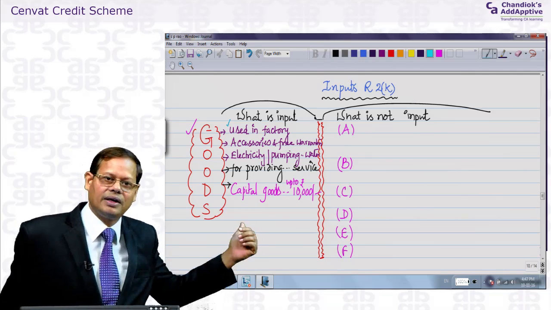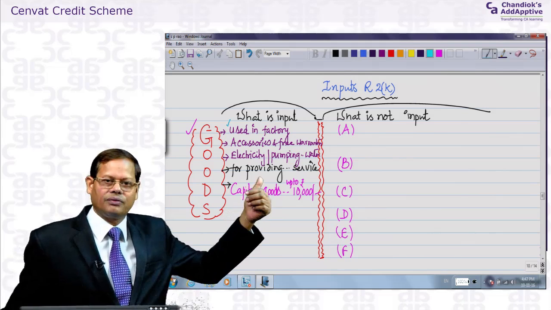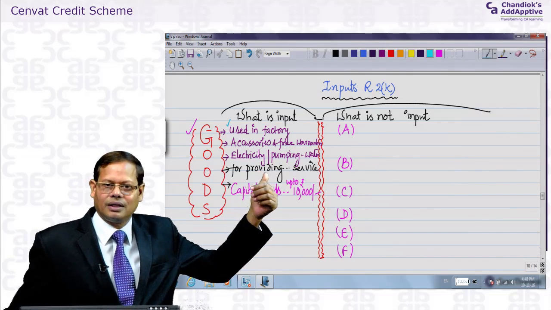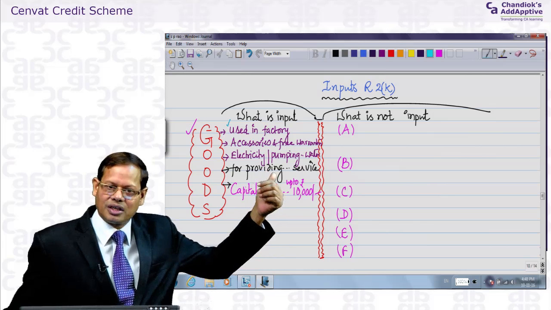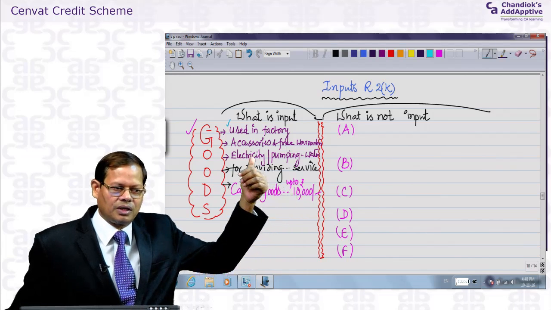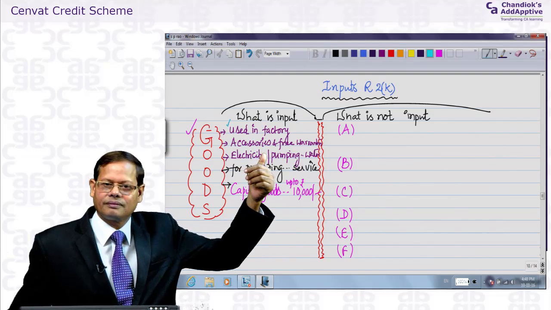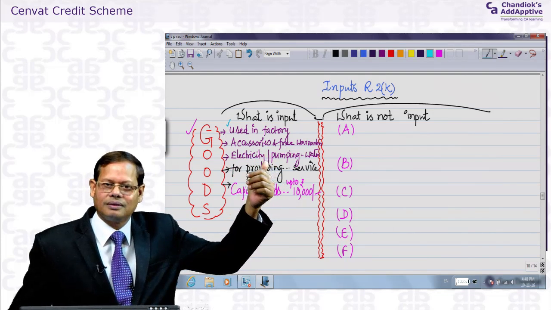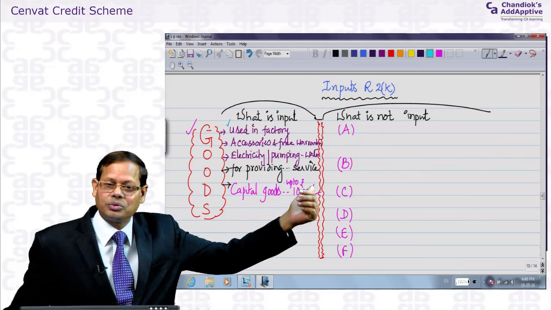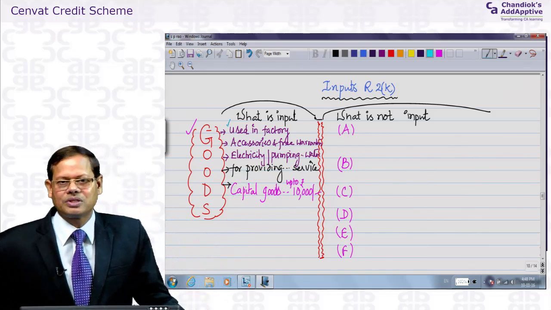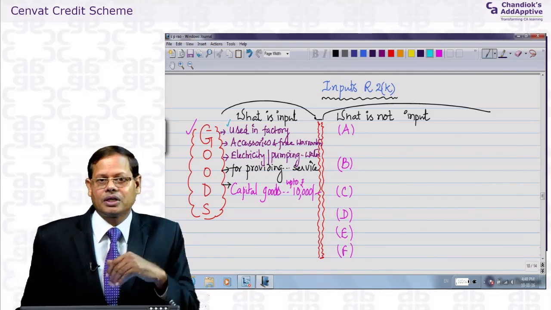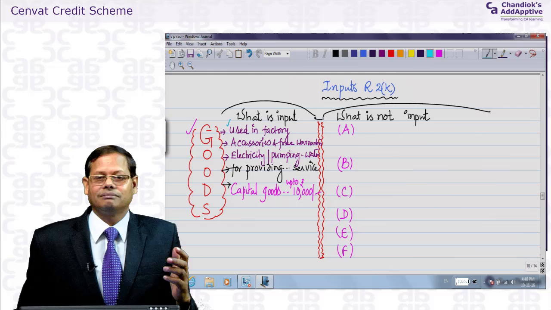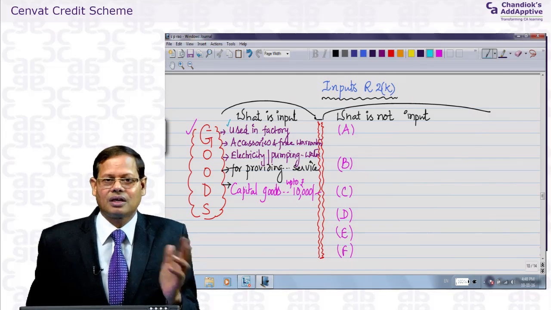And recently they have added one more thing, that is pumping of water. Goods used in generation of electricity or pumping of water are also inputs, provided that they are used for captive use. Captive use means they are captively consumed. Here there is no detail whether it is for a manufacturer or a service provider.